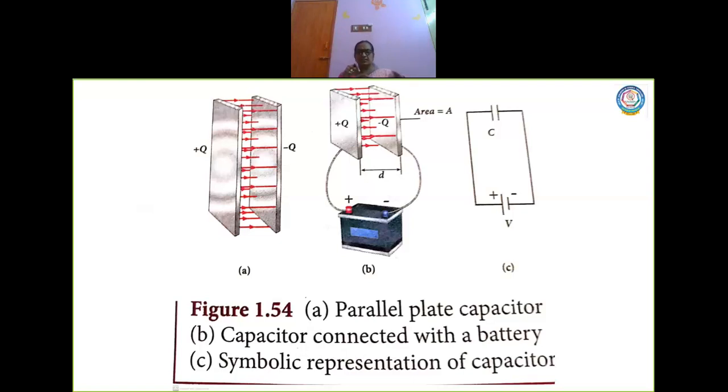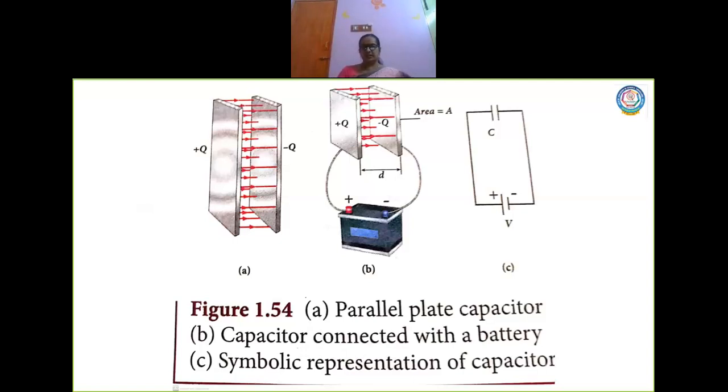A capacitor is a device used to store charges, and capacitance is the ability of the conductor to store the charges. So there is a difference between capacitor and capacitance. Capacitor is just a device. Capacitance is the ability of the capacitor to store the charges in it. If you store electric charges, then electrical energy is stored. So what is a capacitor and what is it made up of?